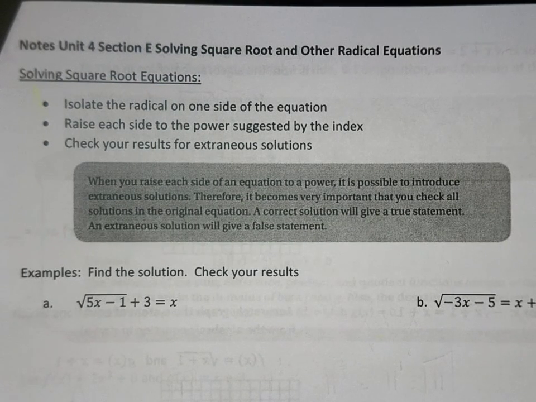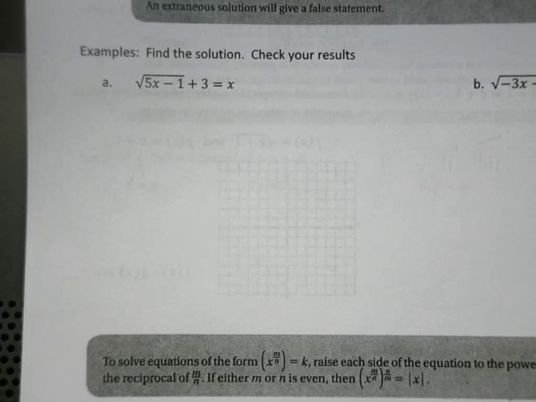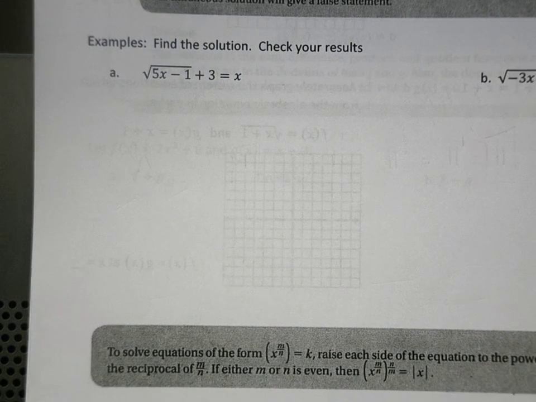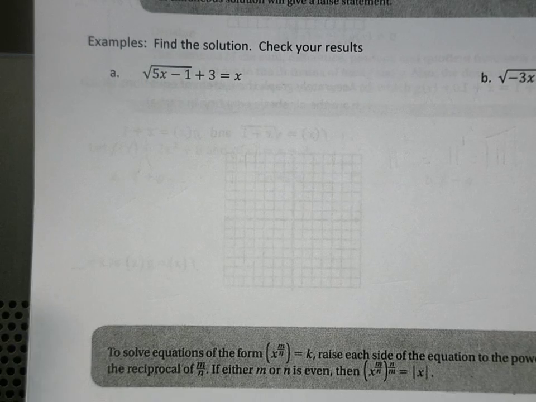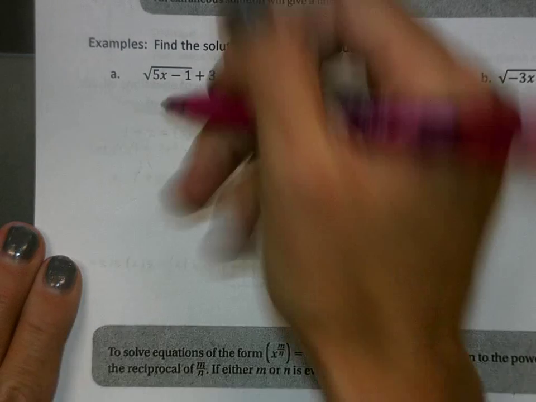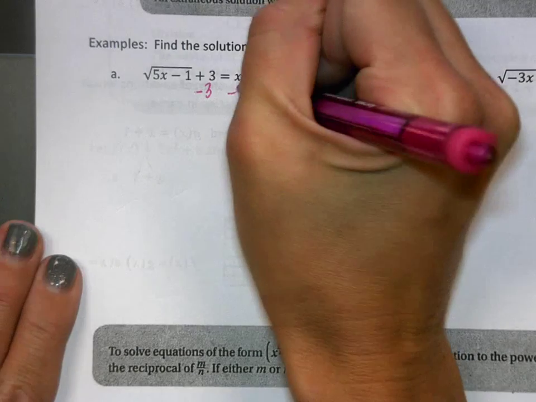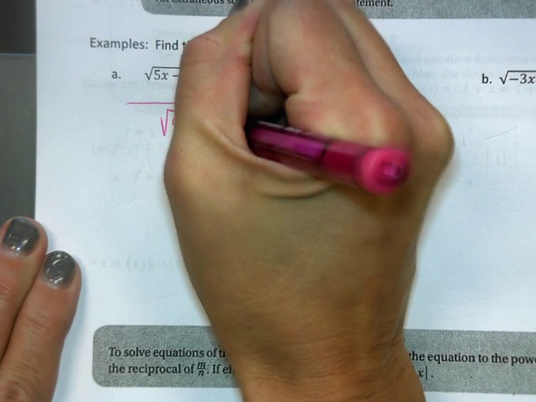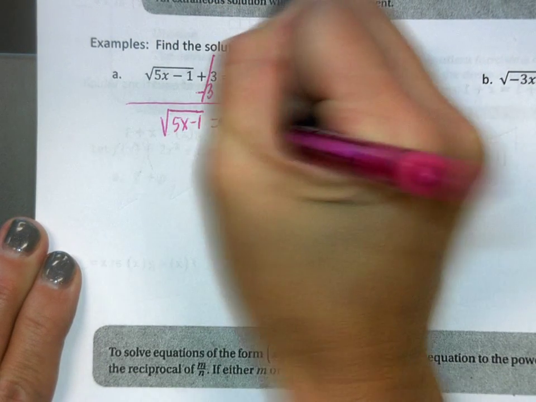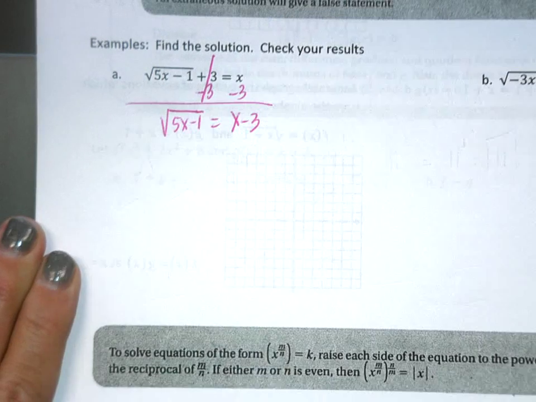All right, so example A. Is the root by itself? No. So what would I do to get the root by itself? Very good. So when I do that, this cancels. I have root 5x minus 1 equals x minus 3.